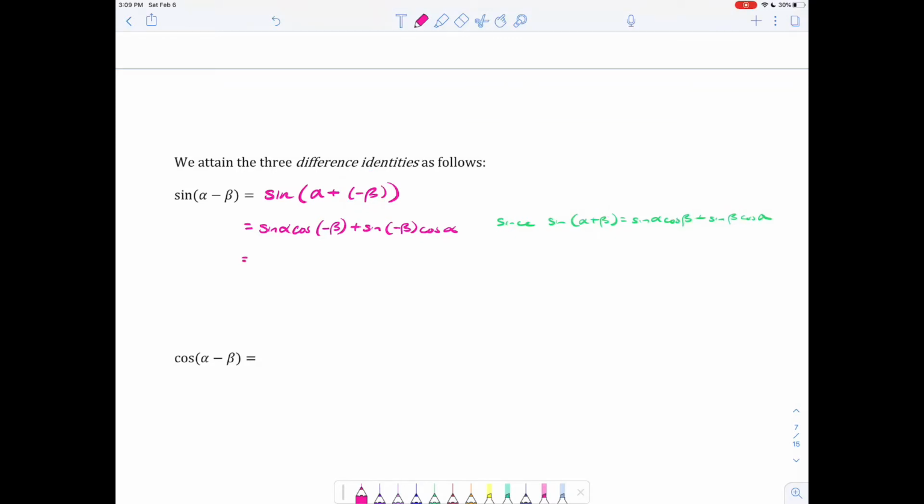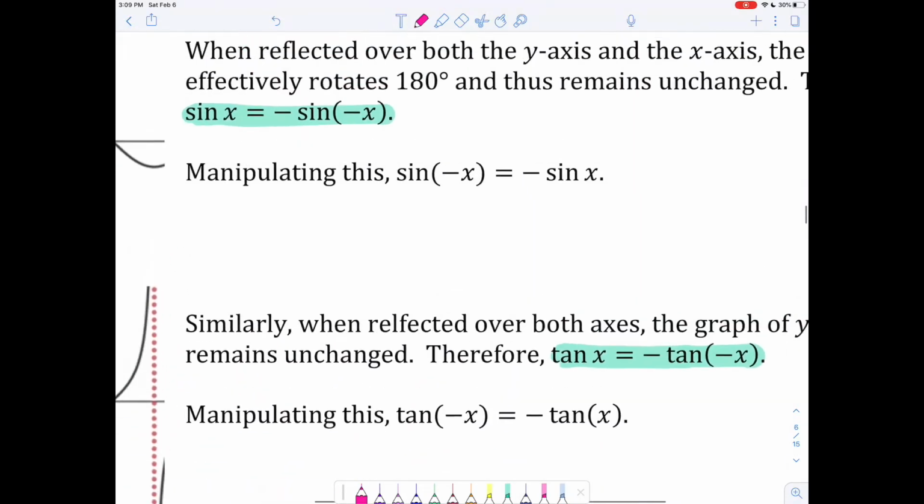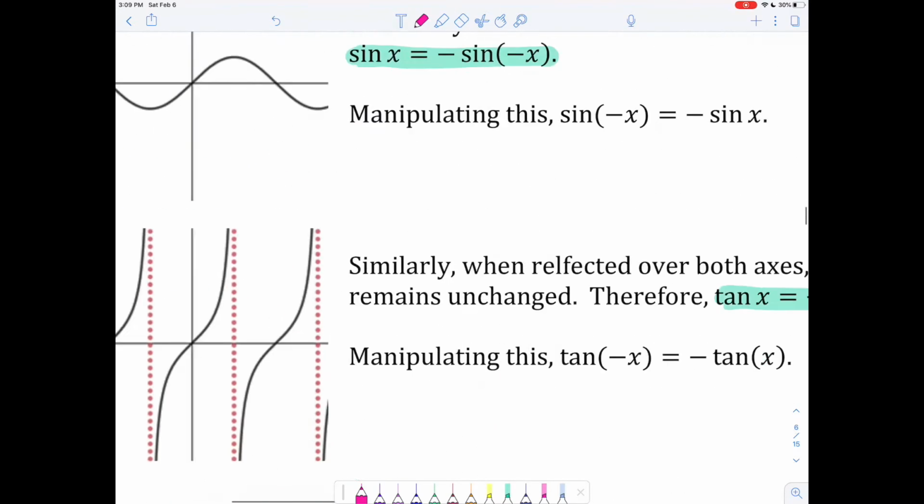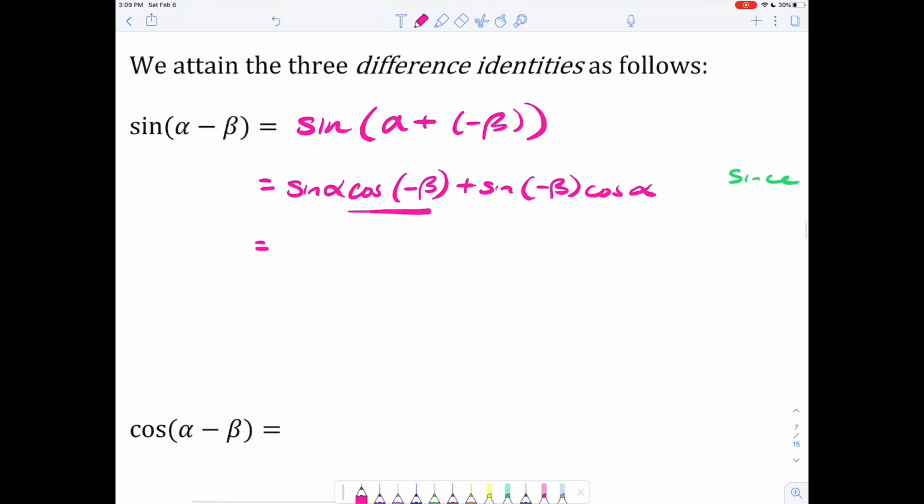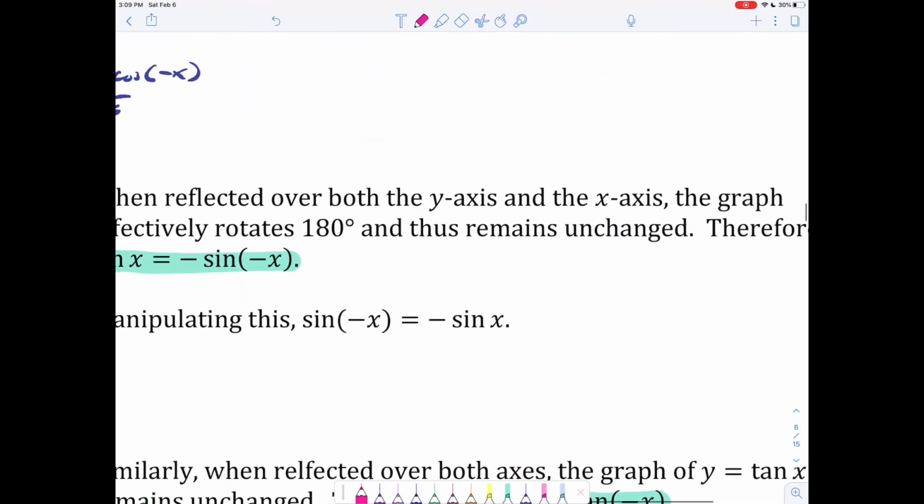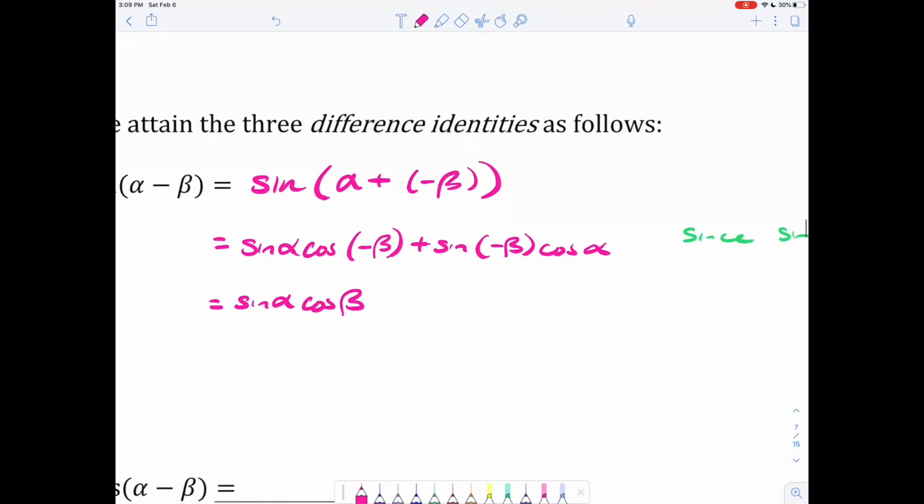From here, we're going to use some facts. We're going to use the fact that cosine is an even function. Cosine of negative x is the same thing as cos x. So we can call this just cos of beta. And over here, we're going to use the fact that sine is an odd function, and that sine of negative x is the negative of sine x. So this will be minus sine beta cos alpha.